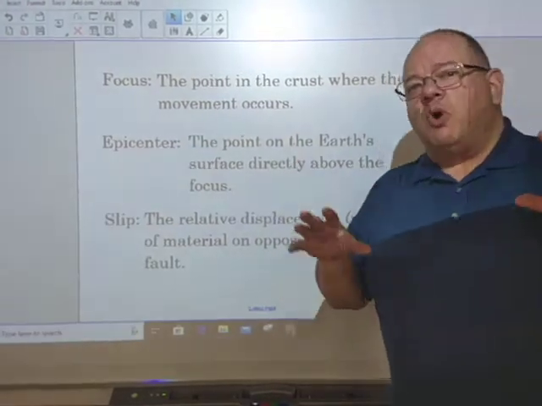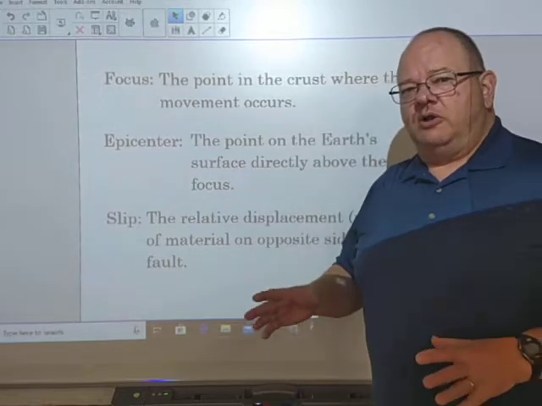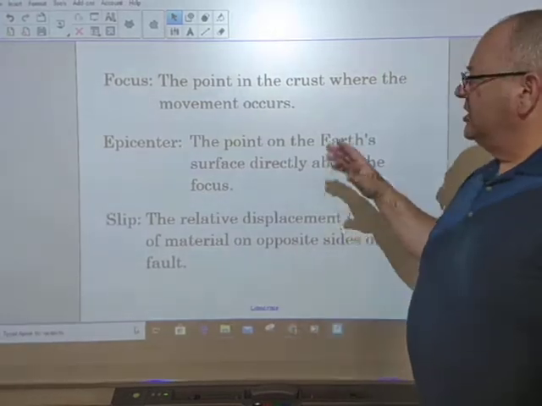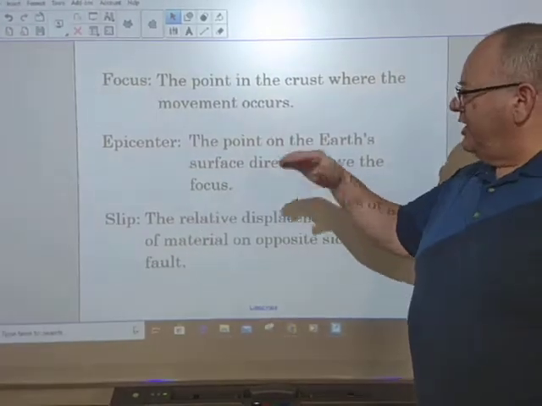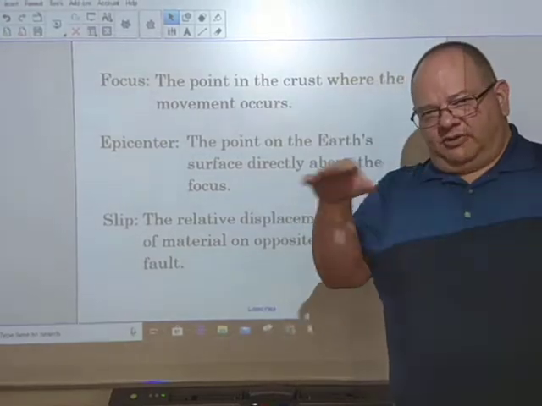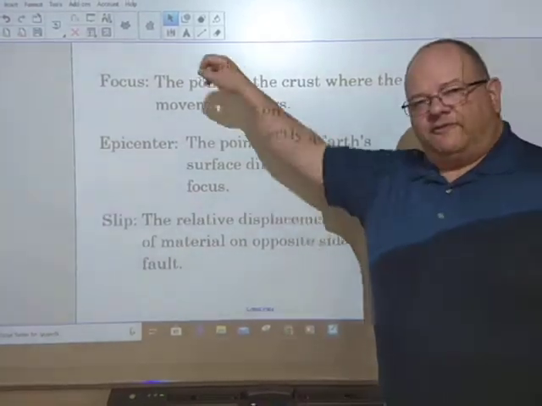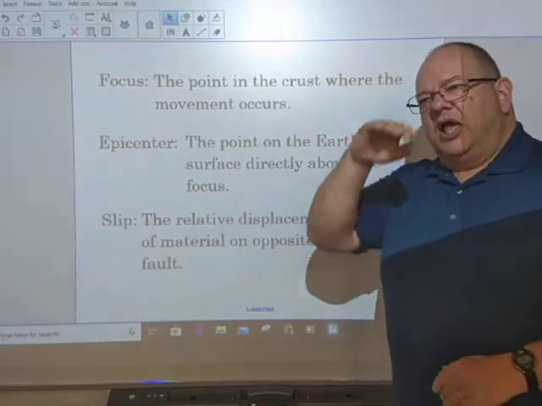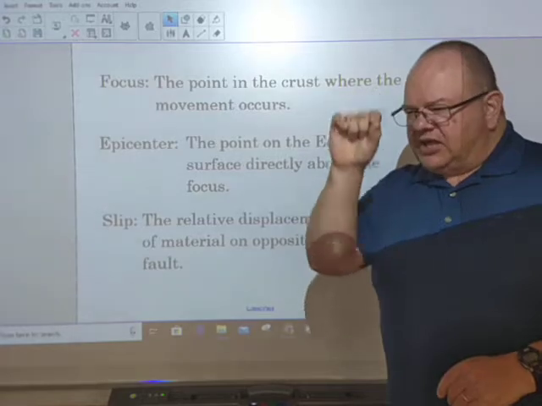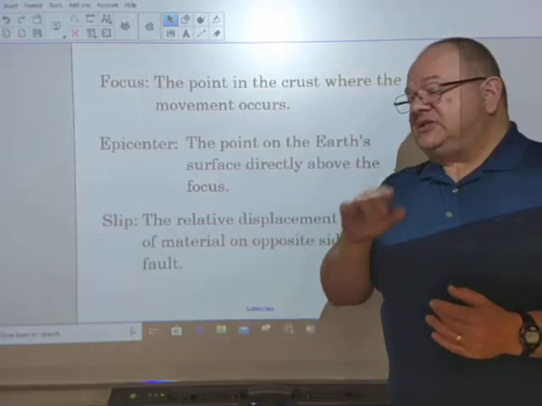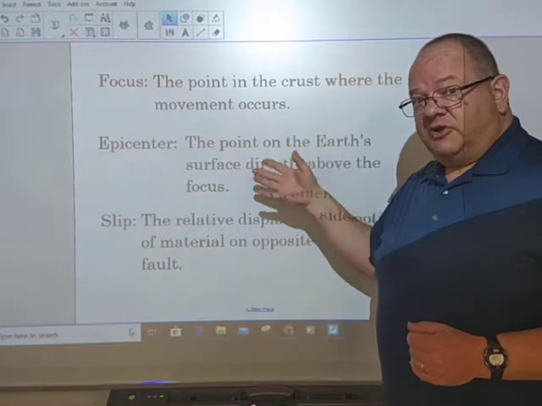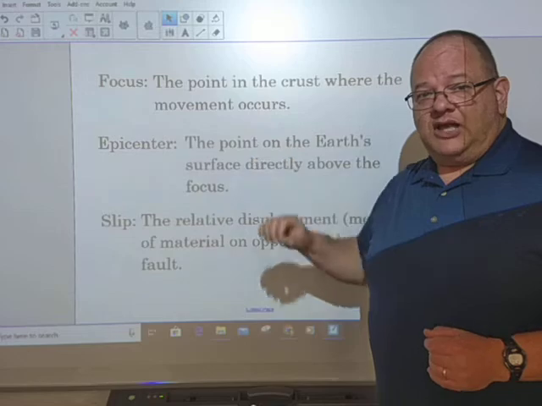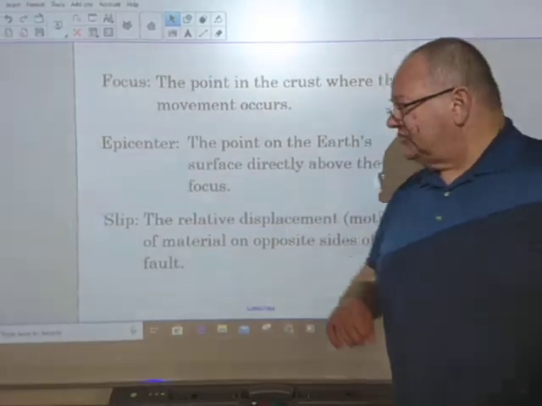Now, when you watch the news and they talk about an earthquake, they always refer to the epicenter. Okay? The epicenter is the point on the surface of the earth directly above the focus. So down in the earth, we had some movement, and up on the surface, that point directly above it, that's the place that's going to notice the earthquake first, because it's the closest to where the earthquake actually happened. That's called the epicenter. It's on the surface.